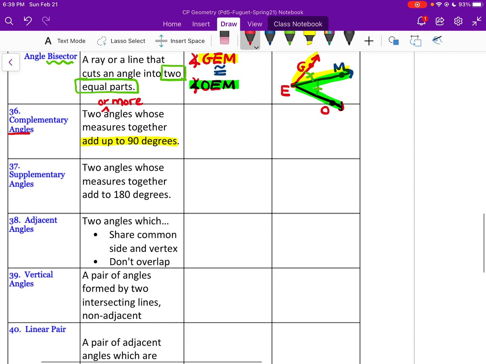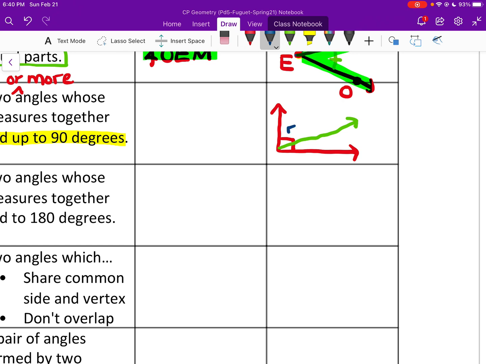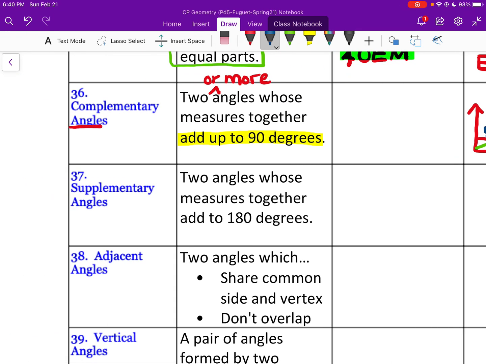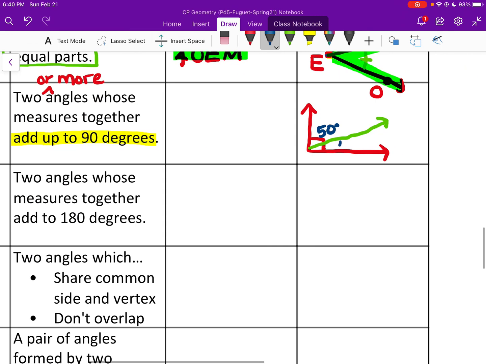So again, add up to 90 degrees tells me I better draw in a right angle first, because we know that's exactly 90 degrees. And then maybe we draw this ray in. So this first angle on the top, maybe we say this is 50. Well, in order for these to be complementary, right, add to 90, the smaller one down here has to be 40 degrees.